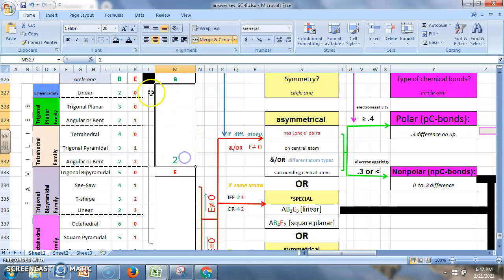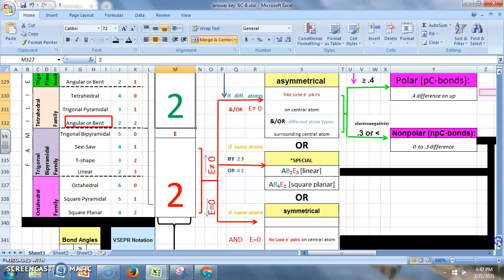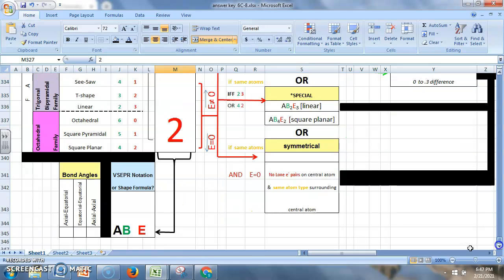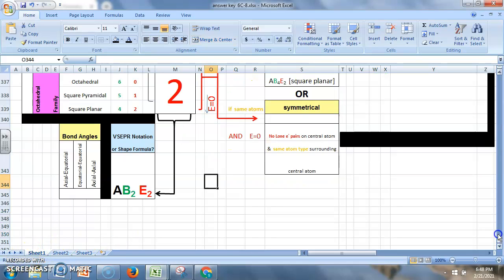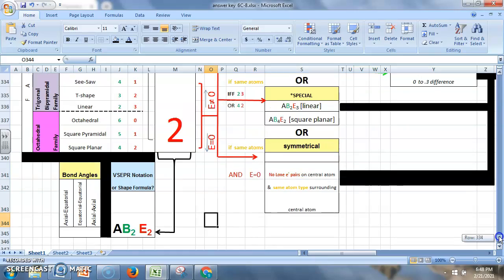And we also had 2 lone pairs on the central atom. So our E is 2. It's the shape that goes with the 2-2. The 2-2 shape, B2, E2, is angular or bent. So we have the angular or bent molecule. I have angular or bent circled. I now can come down and finish the shape formula because it's AB2E2, so I'll fix the shape formula. Now this is in the tetrahedral family, so we've got the AB2E2 formula.